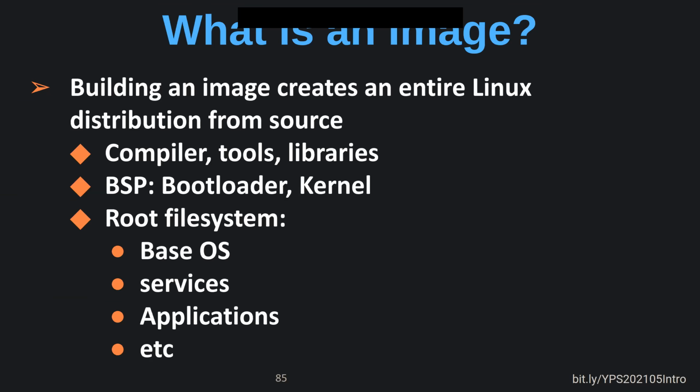In the case of an image recipe, it's calling package groups. Those package groups build other packages as part of a group. It's like a collection, if you will, of packages that are going to be built. Does that answer your question?